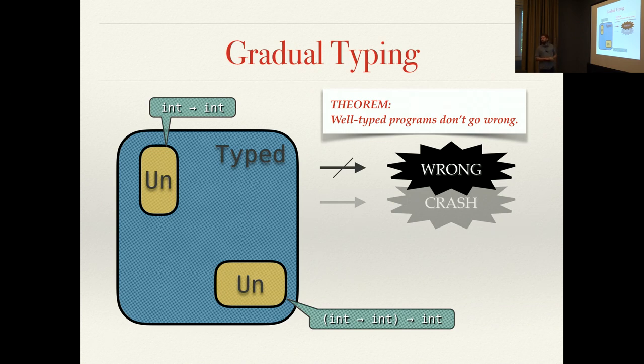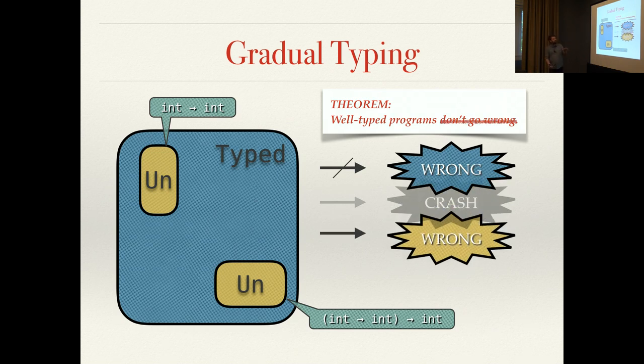We can contrast this with gradual typing. Gradual typing would like to have that same property, but here you're going to be linking against potentially untyped code. Well, your theorem isn't going to be true anymore, but you can have some refinement of it. You can partition the wrong states that you can get into in a way that attributes some to the typed program and attributes some to the untyped program, and you can say that well-typed programs can't be blamed. So that you can't get into a wrong state that is attributed to the typed program.